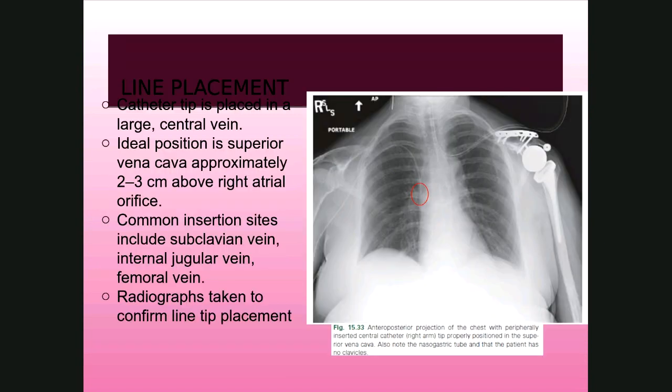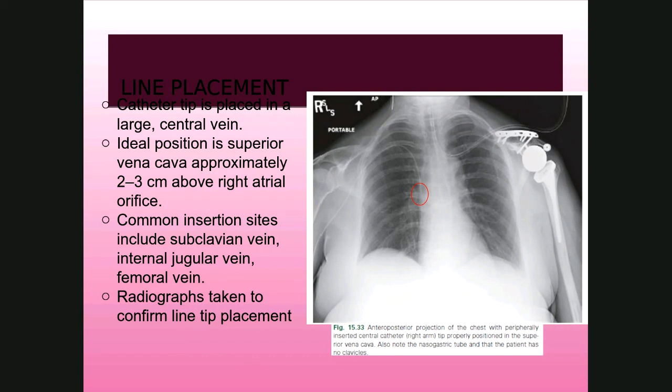When they do this, notice it says that the catheter tip is placed in a large central vein. The ideal position is the superior vena cava. Other sites, though, could be the subclavian vein, so sub meaning below the clavicle. So subclavian vein, internal jugular vein, the femoral vein, and radiographs are definitely taken to confirm line tip placement.